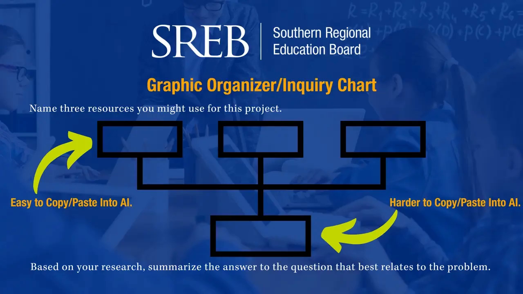In that phase, students may be copying and pasting, and that's okay, because at the bottom, I'm going to say, based on your research, summarize the answer to the question that best relates to the problem. And they can't necessarily copy and paste that because that has to be their thinking. So we really do have to be mindful of the structures, the tools, the organizers, the processes that we guide kids through so that they are using the tools, any tool, efficiently and ethically. And we're also supporting the learning process at the back end.